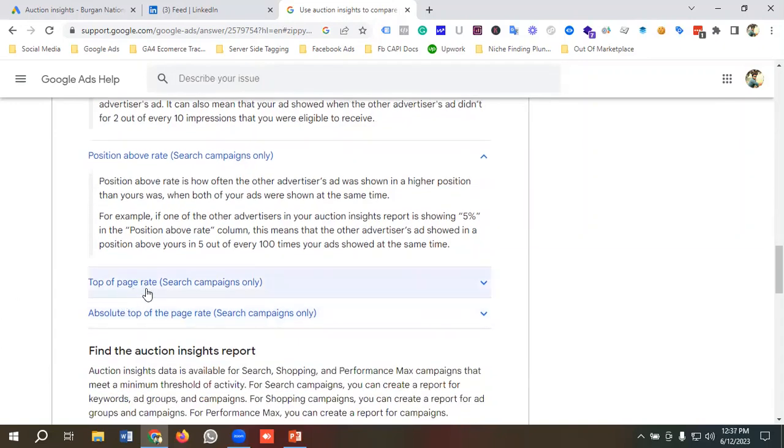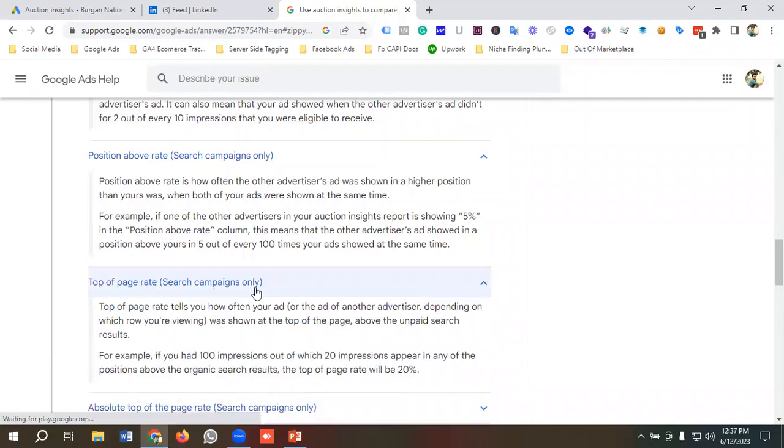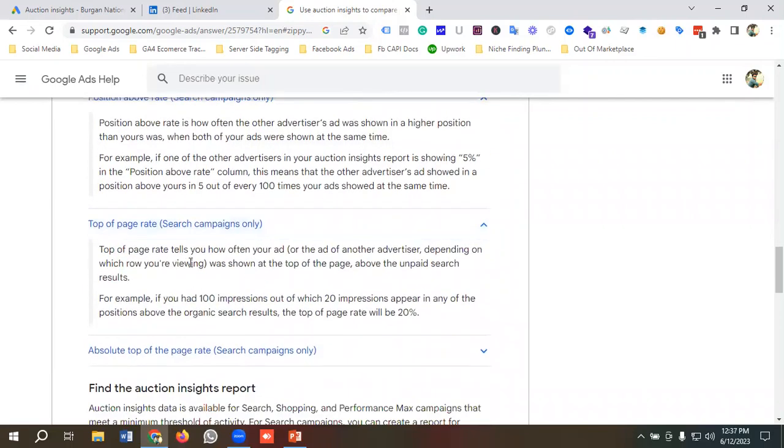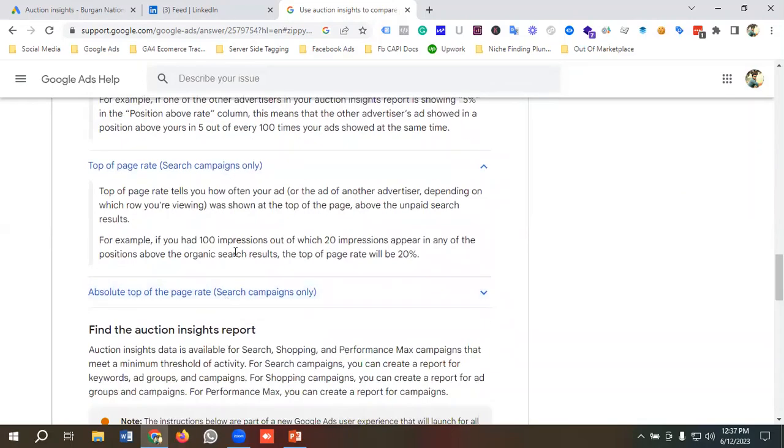Next one is top of the page rate. Top of the page rate tells you how often your ad or the ad of another advertiser, depending on which row you are viewing, was showing at the top of the page above the unpaid search results. For example, if you had 100 impressions, out of which 20 impressions appear in any of the positions above the organic search results, the top of the page rate will be 20%.